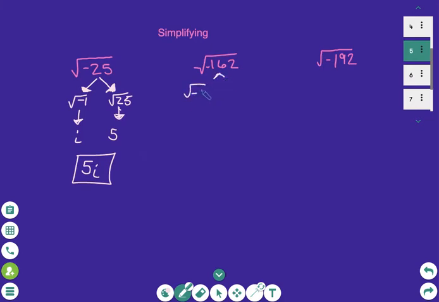Trying again. So negative 1, positive 162. This becomes an i, and then I would go through the process of simplifying this as I would any other square root, splitting it out into a perfect square and a non-perfect square of some kind, and then simplifying.